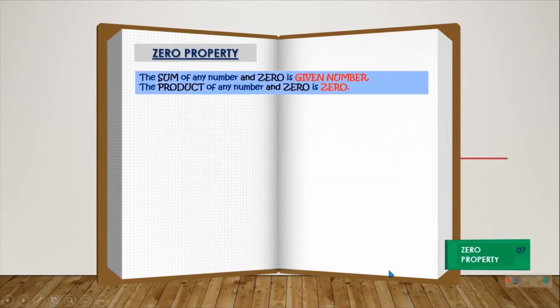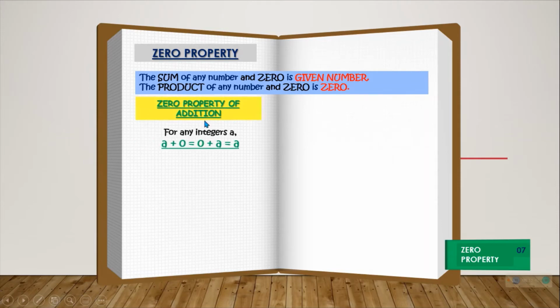Okay, next, the last one is zero property. The sum of any number and 0 is the given number. The product of any number and 0 is 0. Zero property means that when 0 is added, the answer is the given number, the same as the identity property. As for the product, when multiplied by 0, it is automatically 0. No matter how big the number, as long as you multiply it by 0, the answer is 0.